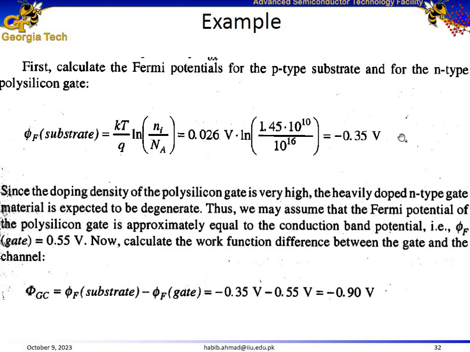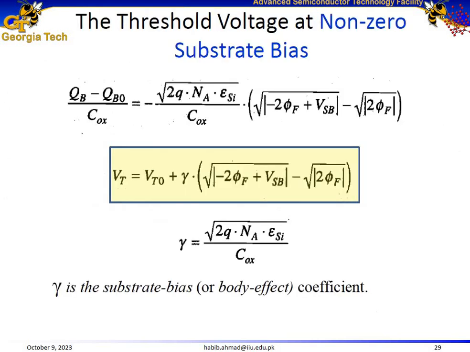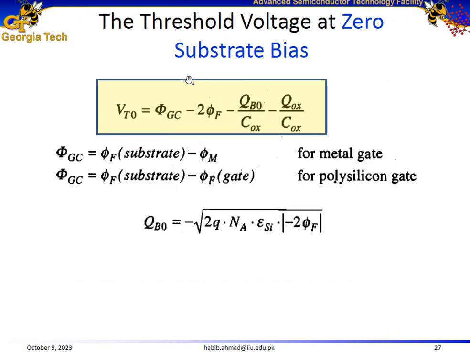So it means the intrinsic energy level is at 0 electron volts and the conduction band would be at EC minus EI. If the intrinsic level is at 0, then EC minus EI is equal to half the energy band gap, 0.55. So phi F of gate becomes 0.55 volts and phi GC comes out to be minus 0.9 volts. So we already determined the first term over here for the calculation of the threshold voltage at 0 substrate bias. Now we know the value of phi GC.